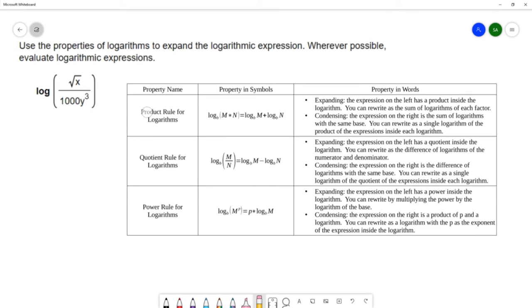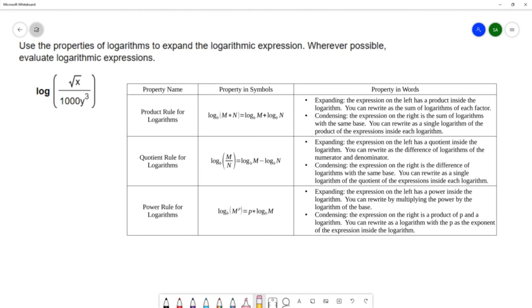These properties are called the product rule, the quotient rule, and the power rule. Each one of them provides us with some flexibility on how we expand. The product rule allows us to expand when we have a product inside of the log, and that product expands to be the sum. The quotient rule is for when you have division, and it expands to become subtraction. And the power rule allows us to simplify a power on something inside of a log. The way we simplify is that the power becomes the coefficient of the logarithm.